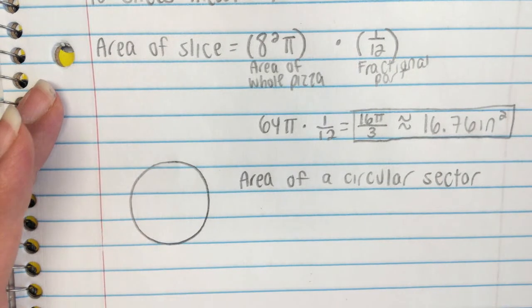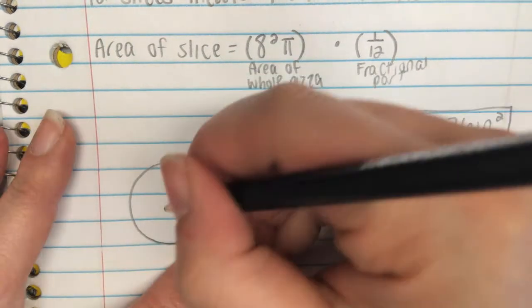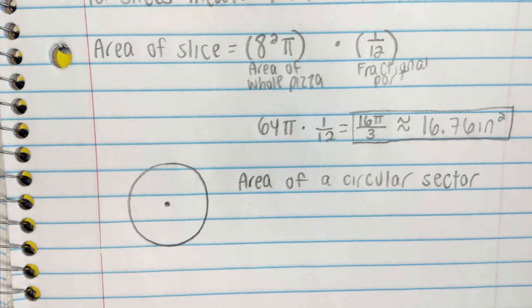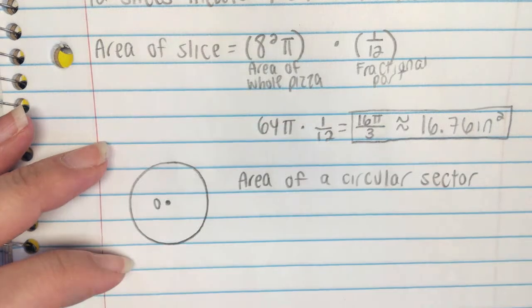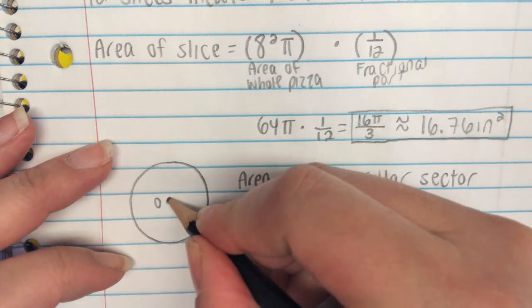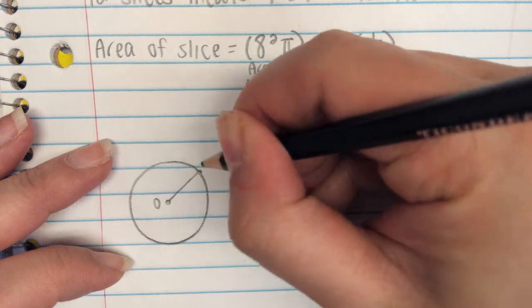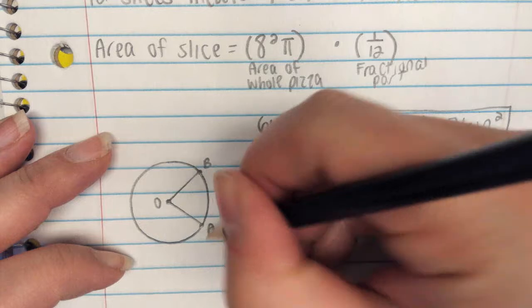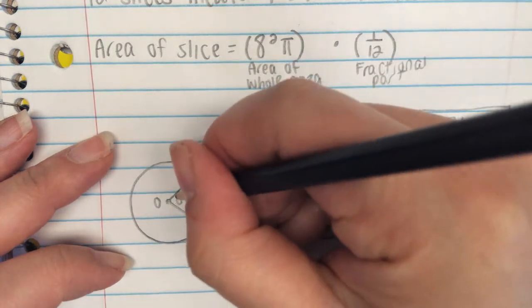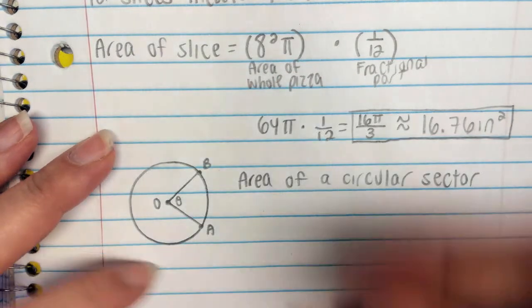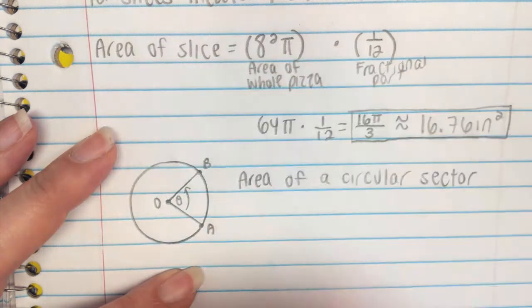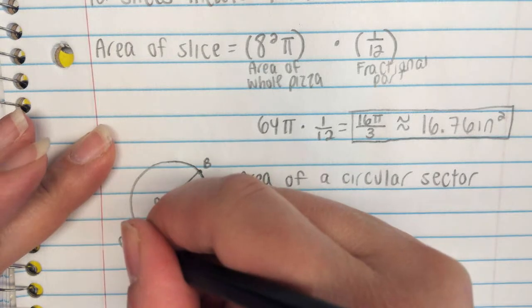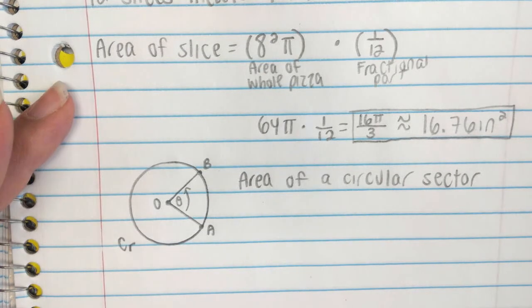Circular sector, okay? In this picture, I'm going to figure out where I want the center of the circle to be, which is going to be right there for now. I'm going to call the center of this circle O. Right here, I'm going to call that B, and I'm going to call this A. Okay. And I'm going to label the radius here, right? And I'm going to draw a little angle here, right?